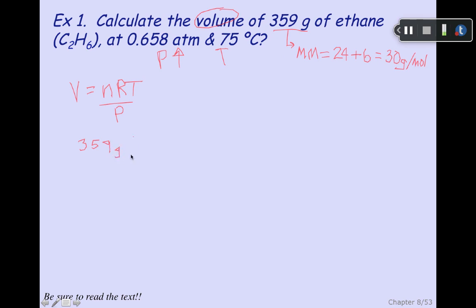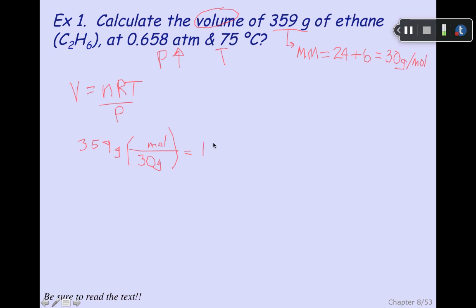359 grams of C2H6. We don't have another one in here, so let's leave out the formula. And that will be 30 grams per mole. So the grams needs to go on the bottom where it cancels, and the moles on top. Get out your trusty calculator, which should be at your side by now doing these questions, and come up with an answer for the number of moles.